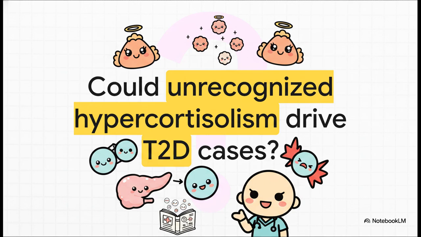So, I'll leave you with this final provocative thought. Could unrecognized hypercortisolism be the underlying driver in your most difficult-to-control type 2 diabetes cases? Keep this pathway in mind the next time you assess your patients.